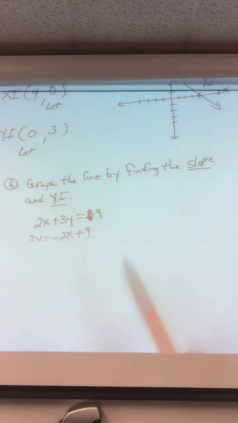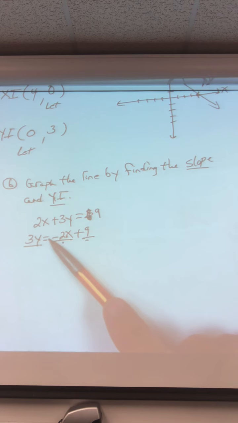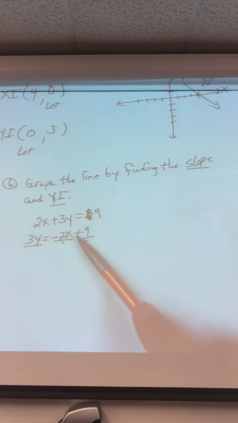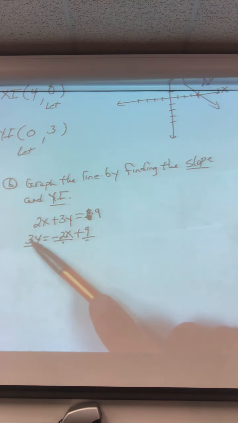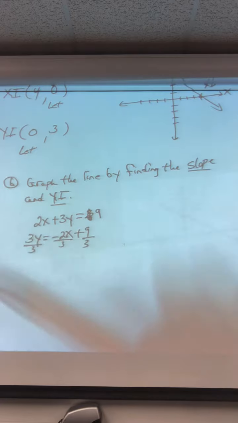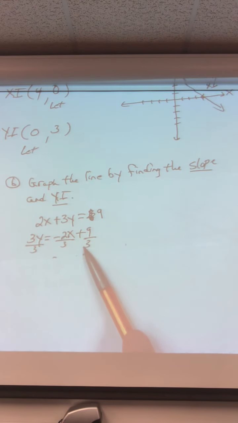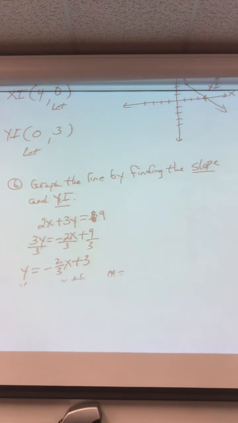So move the 2x over. And when I do, it becomes 3y equals negative 2x plus 9. And then divide by the number in front of the y to get the y by itself. Divide by 3. Divide by 3. Divide by 3 to get this. When we solve it for y, this is what we call the slope-intercept form of the line, or often written y equal mx plus b.